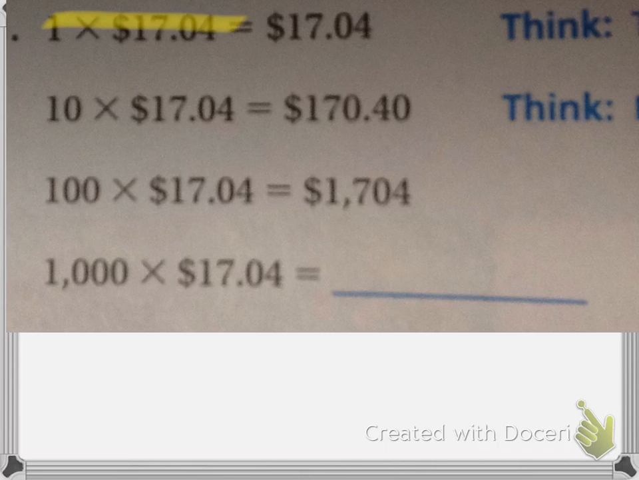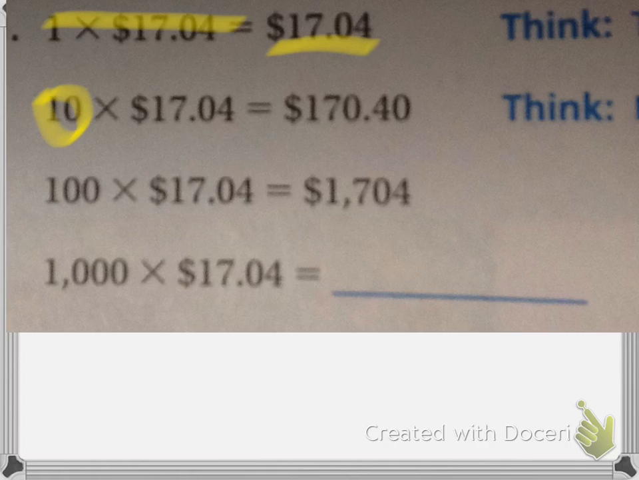So on our first one, $17.04 timesing it by 1. Well, you know that's just going to be the same. So you're pretty good there. Nothing changes because you're timesing it by 1. Well, then if you look right here, now you're going to times it by 10.